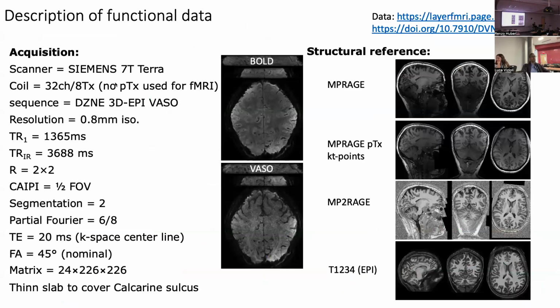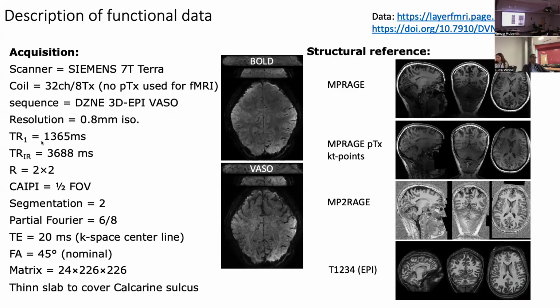It's from a Siemens 7 Tesla scanner, acquired with a standard 32-channel Nova coil. It's a pTx coil, even though we didn't really use pTx for the fMRI for that matter. We did use it for one of the structural reference scans. It's a 3D EPI at 0.8 millimeter resolution, which based on the statistics of human layer fMRI papers out there is, I guess, some sort of a standard.